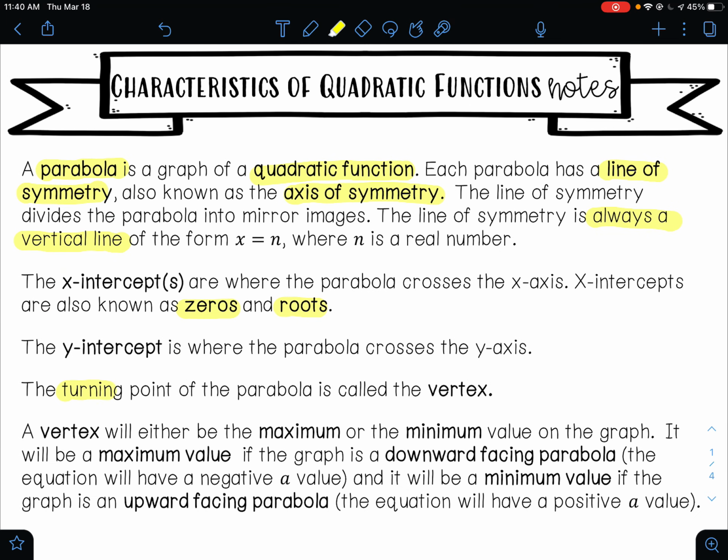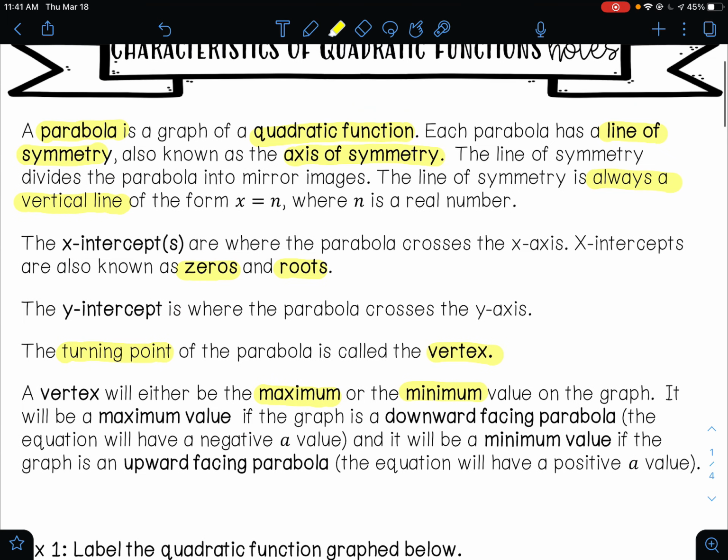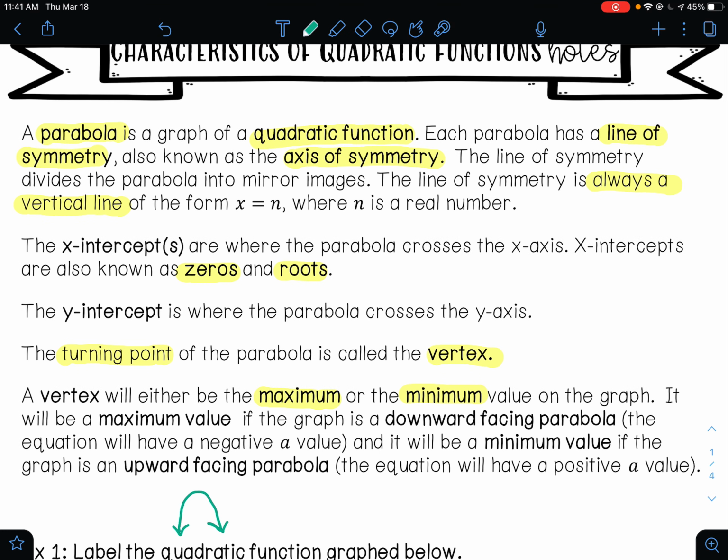The turning point of the parabola is called the vertex. The vertex will either be a maximum or a minimum value of the graph. It will be a maximum value if the graph is a downward facing parabola. So what that means by downward facing is that your parabola looks like this. This point right here is our vertex, and because it's the highest point of the graph, that makes it a maximum value. This will happen when you have a negative a value.